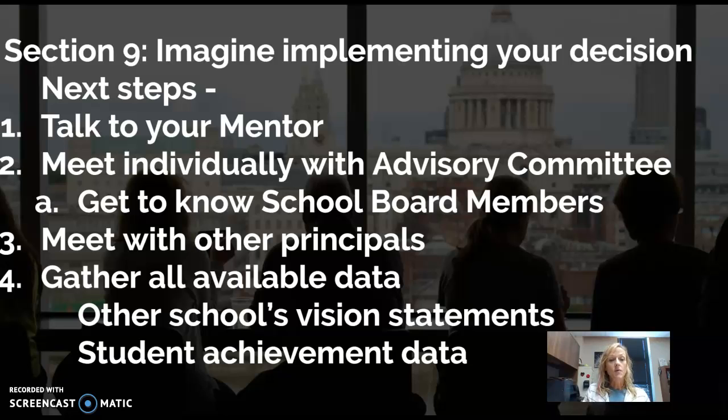And I think too, we need to gather more data. We need to look at, like I said, the elementary school and high school vision statements, look at student achievement, look at student progress, look at statewide data. I think it's important to know what kind of goals need to be made in order to look at what vision statement needs to be made. Those are kind of the first four steps that I would do next.